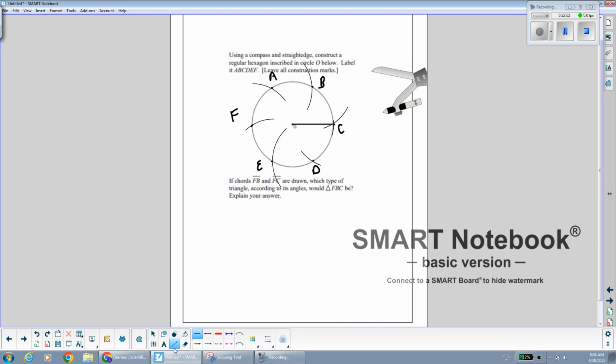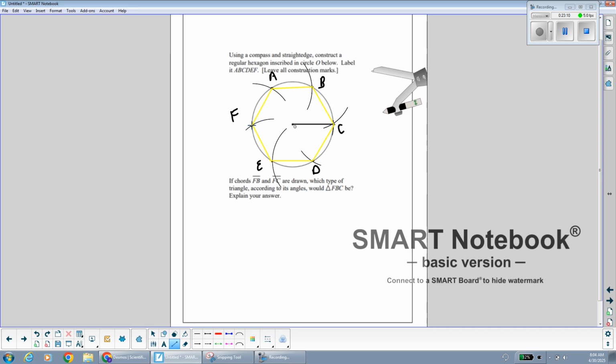Okay, let me use my straight edge. I'm going to get a different color, and then make my hexagon by connecting all those points together. Remember, for equilateral triangle, it's every other point. And now I'm going to do the second part.